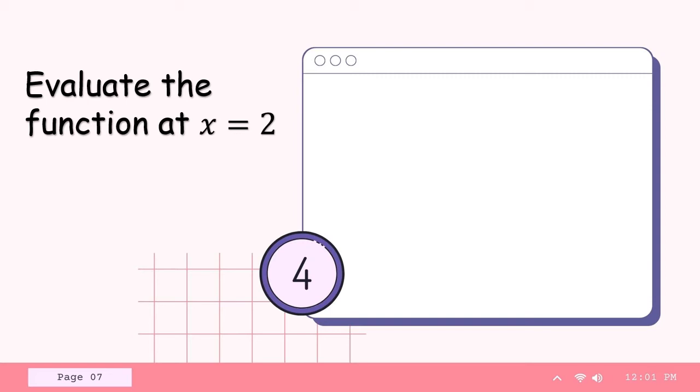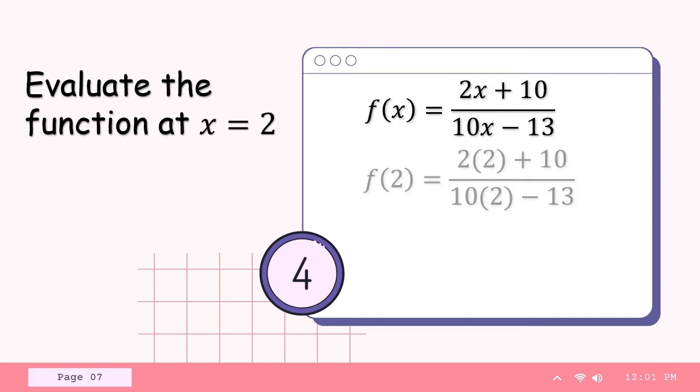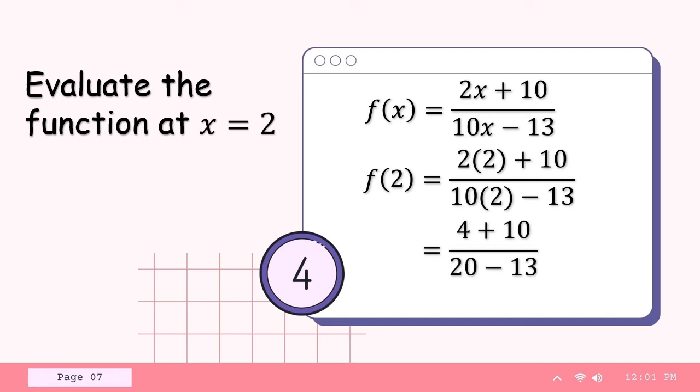Evaluate the function at x is equal to 2. f of x is equal to 2x plus 10 all over 10x minus 13. This will become f of 2 is equal to 2 times 2 plus 10 all over 10 times 2 minus 13. 2 times 2 is 4, and 10 times 2 is 20. So it will become 4 plus 10 all over 20 minus 13. 4 plus 10 is equal to 14, and 20 minus 13 is equal to 7. 14 divided by 7, the answer is 2. That means f of 2 is equal to 2.